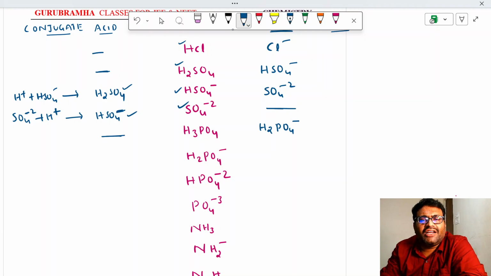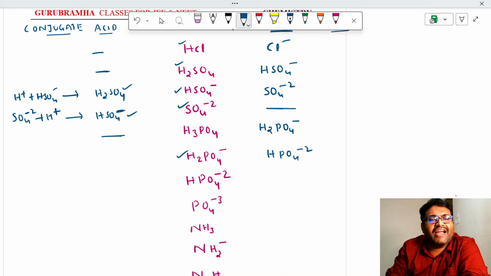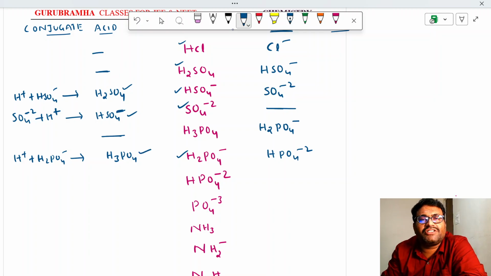Now let us take H2PO4 minus. On removing a proton, you get HPO4 minus 2. When you remove a proton from H2PO4 minus, you get HPO4 minus 2. Possible? Yes, possible. The conjugate base of H2PO4 minus is HPO4 minus 2. What is the conjugate acid of this? Let us add a proton, H plus, to H2PO4 minus. What do you get? H3PO4. So H3PO4 is the conjugate acid of H2PO4 minus.